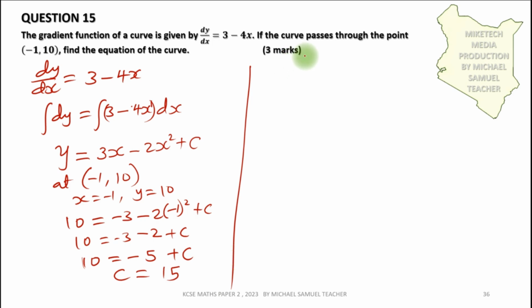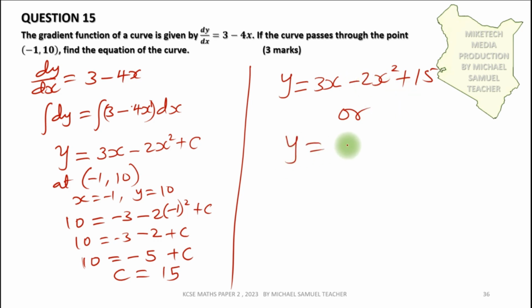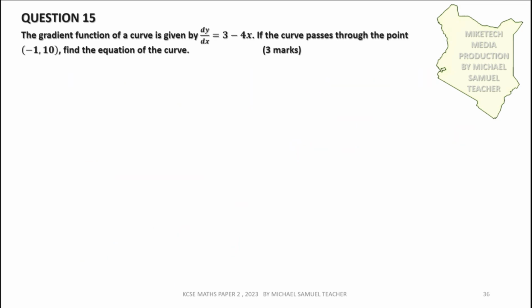So the equation is y equal to 3x minus 2x squared plus 15, or you can also rewrite it as y equals 15 plus 3x minus 2x squared, whichever is acceptable. So that's how you go about it. Then question 16.